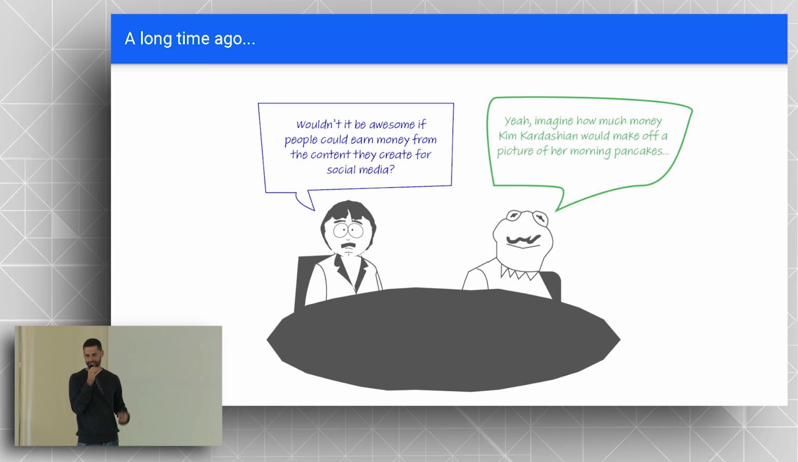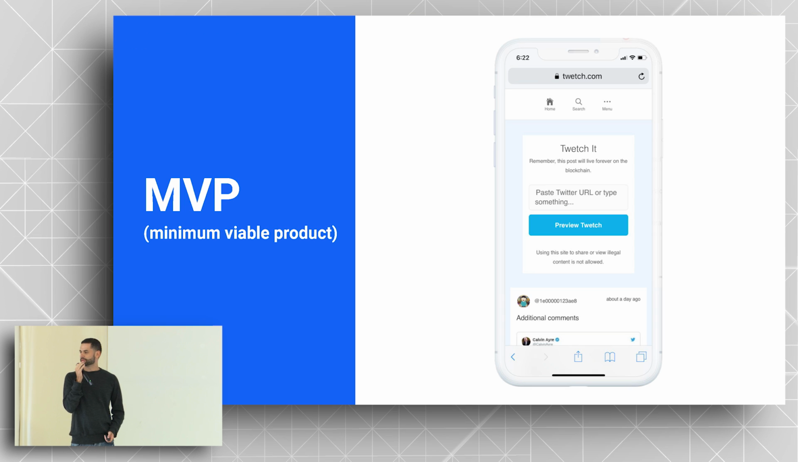So a long time ago, Josh and I were talking, me and the frog. Wouldn't it be awesome if people could earn money from content they create on social media? Yeah, imagine how much money Kim Kardashian would make off a picture of her morning pancakes. So this was an idea that we had a long time ago, and thus, once BSV was created and we learned what it was capable of, Twetch was born.